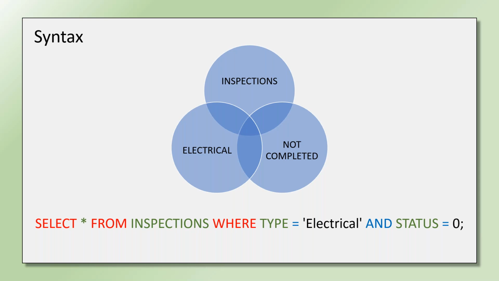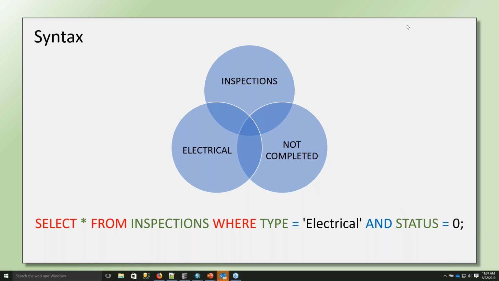From signals what table you want to query from. Where is the beginning of a clause where you specify some operators and some identifiers to indicate what has to be true in order for a record to be returned in query results. So here we only want records with electrical in the type field and a status of 0, which means not yet complete. So this statement down here is a translation of the Venn diagram that you see there.